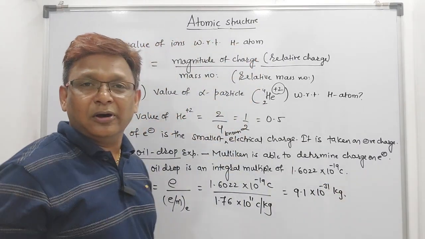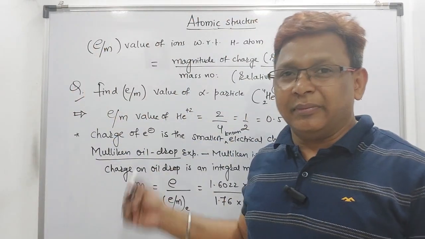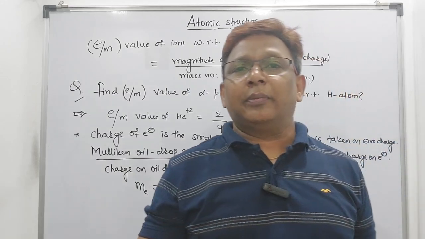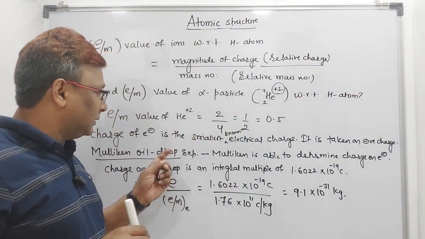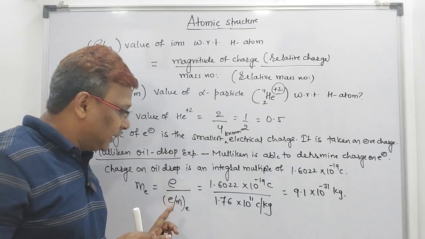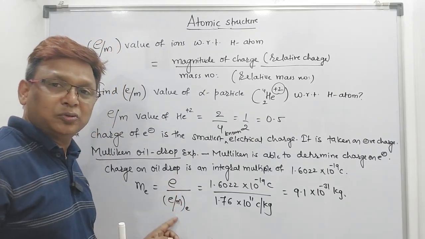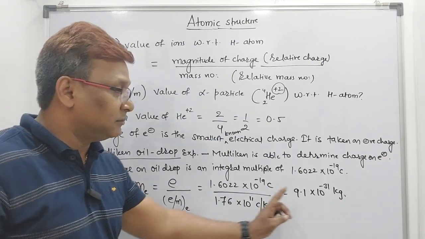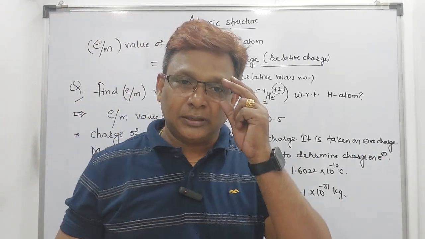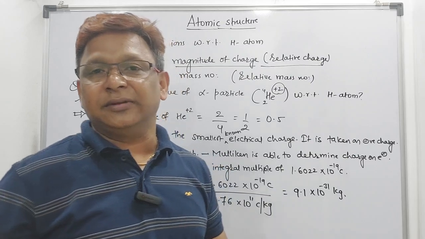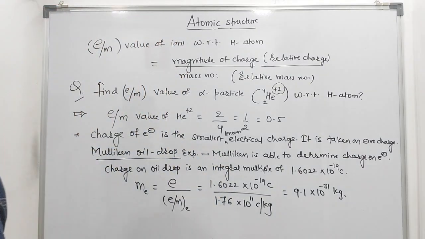See, with the help of the Millikan oil drop experiment, we are able to calculate the charge of the electron. The e/m ratio we already got from Thomson, and by taking the ratio of these two, I am able to find the mass of the electron, that is 9.1 × 10^-31 kg. Take a screenshot of this one.